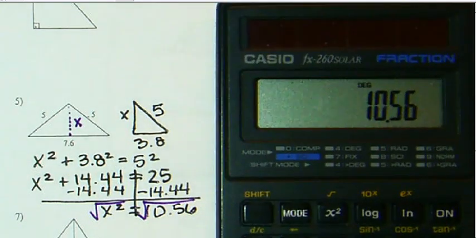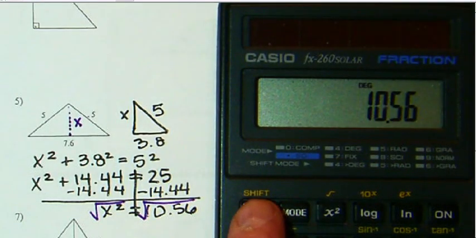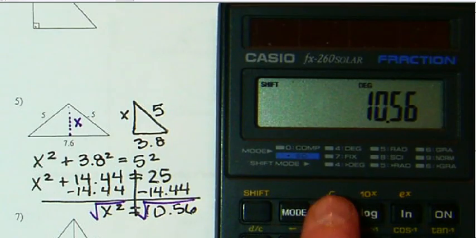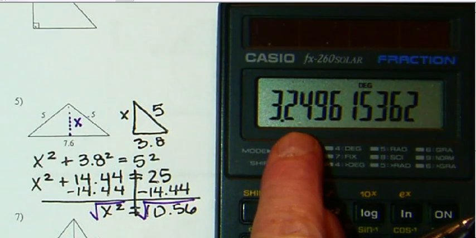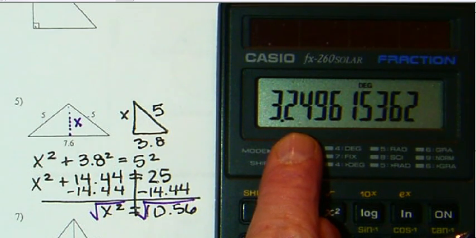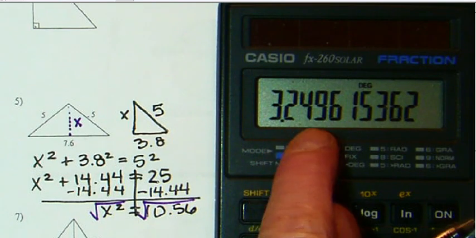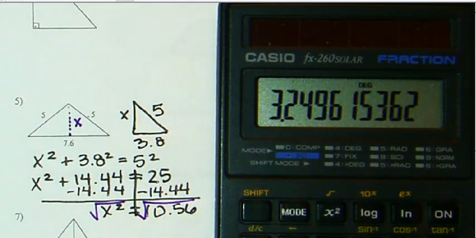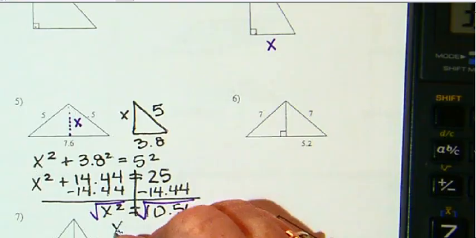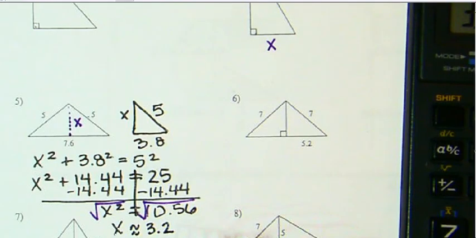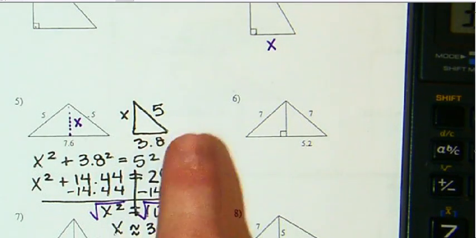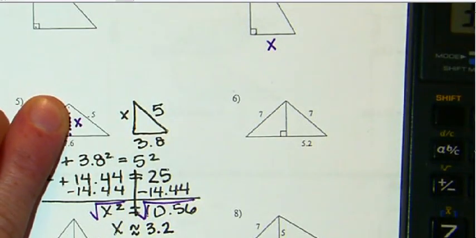When I take the square root of 10.56, remember to press your shift button and then where your radical or square root is, rounding to the nearest tenth, this would be 3.2 because the number to the right of it is not 5 or higher. So this is simply 3.2. x is approximately 3.2. Now we used this portion of our triangle in order to figure out what the height was.